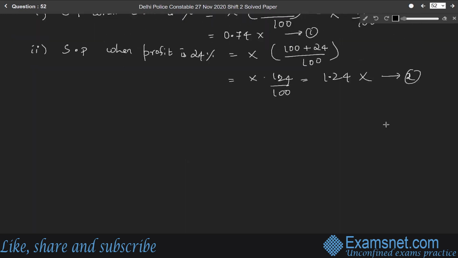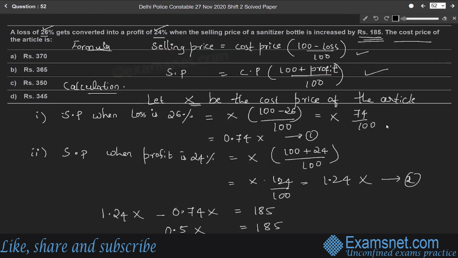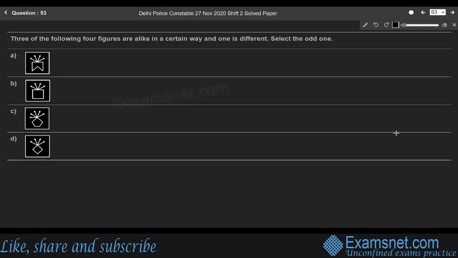Therefore, 1.24x minus 0.74x is equal to 185. Simplify it. So it becomes 0.5x is 185. Therefore, x is 370 rupees. What is x? Cost price of the article. Right? Therefore, according to the question, the cost price of the article is 370 rupees. Hence, option A.